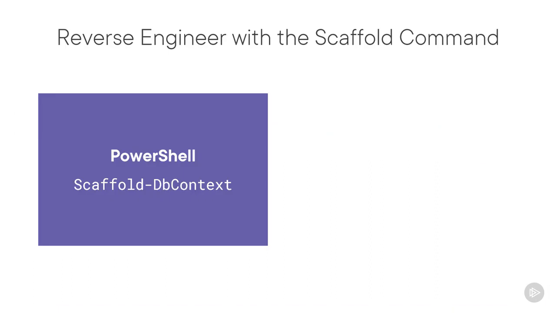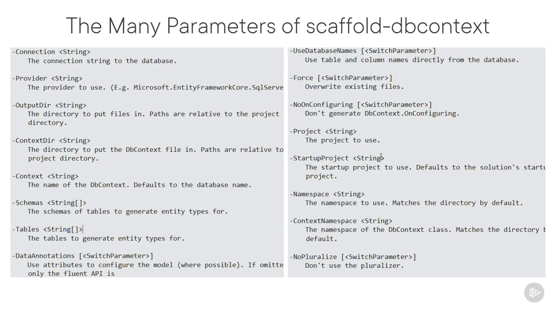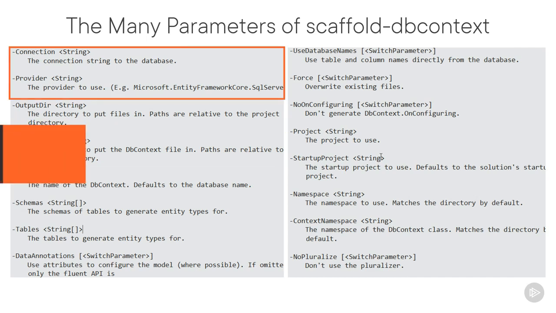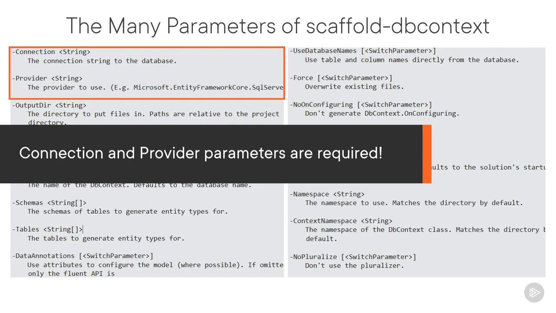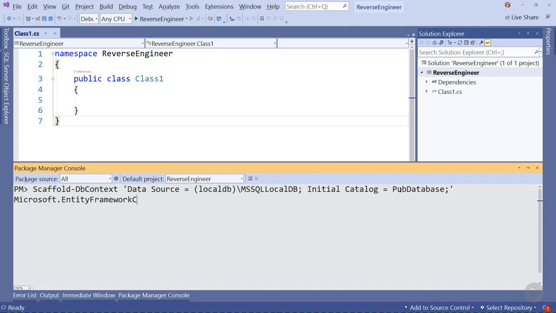The PowerShell command to use for this task is scaffold-dbcontext. And if you're using the EF CLI, it's dotnet ef dbcontext scaffold. Here's a list of all its parameters, and you can see that there is some flexibility as to options like where the files should be created and what the DB context should be named. The provider and connection parameters are required, though, which makes sense. I'll run the scaffold dbcontext command with just the required parameters, and the connection is the connection string for my legacy database, which is in single quotes. That's because there's spaces in the string. The provider is Microsoft.EntityFrameworkCore.SqlServer.